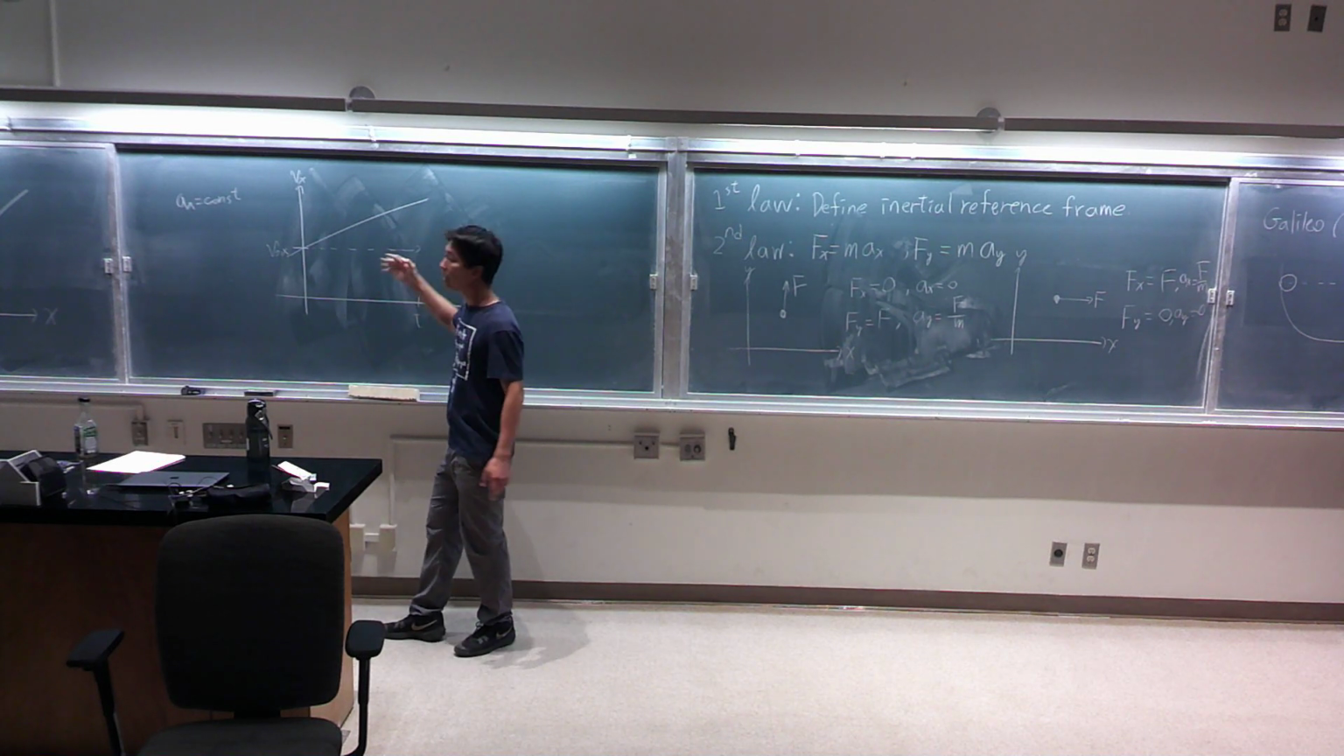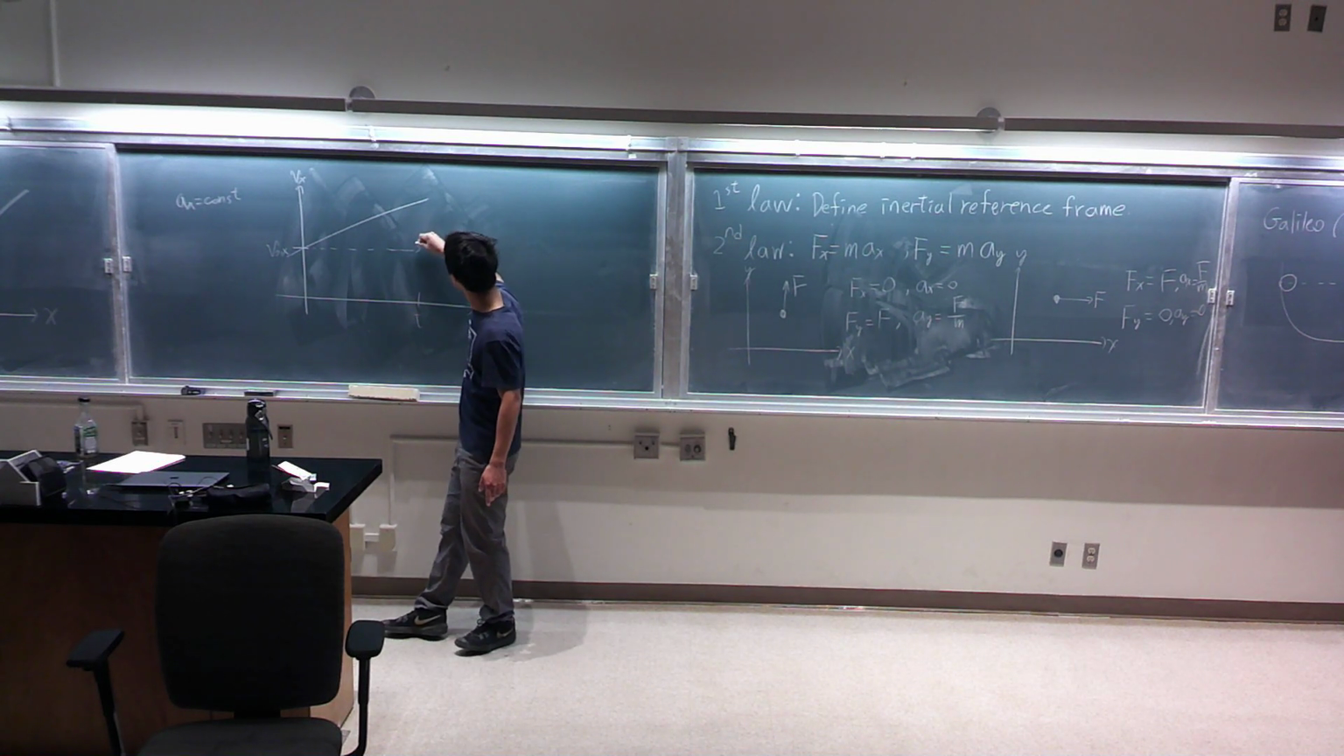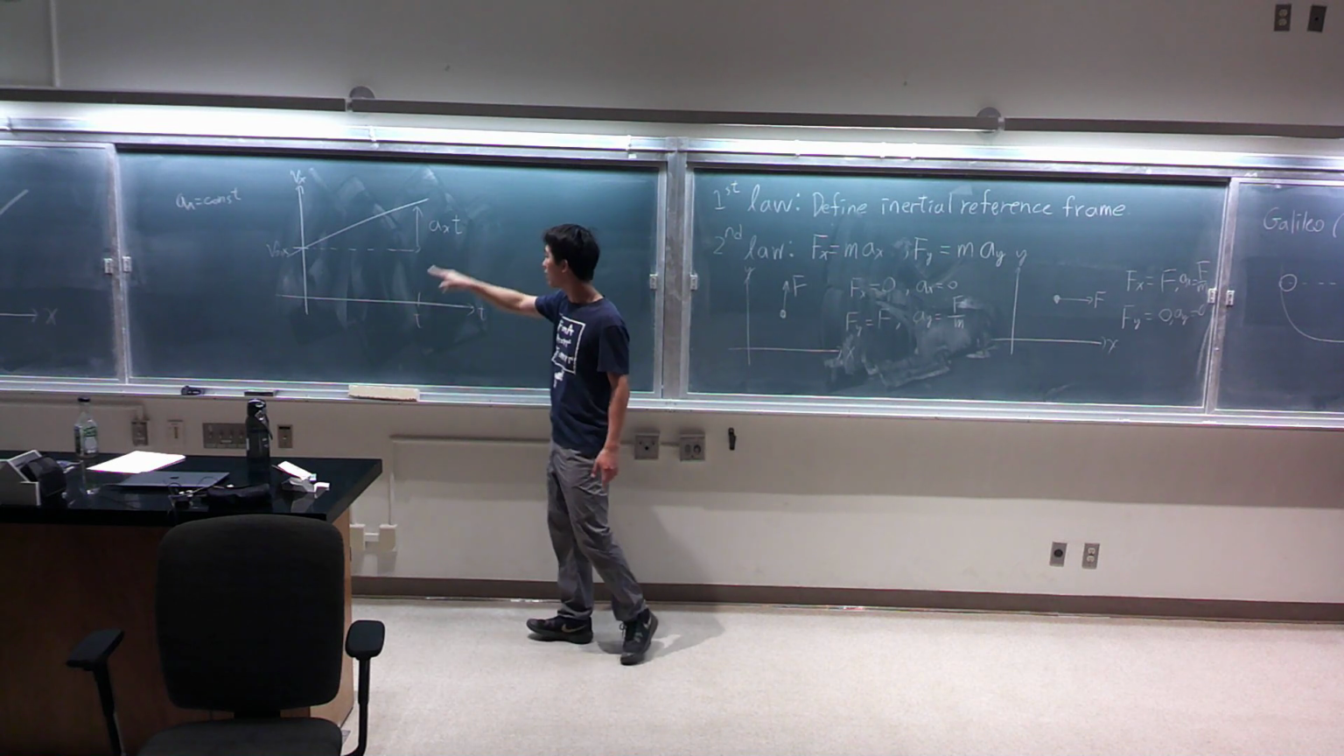Okay? What you can get from F equals ma is that after some time t, because acceleration is the slope of this line, the x velocity will be changed by the slope times the amount of time passed.